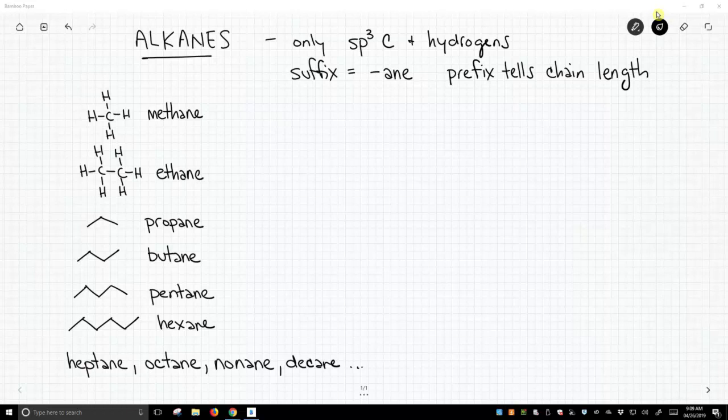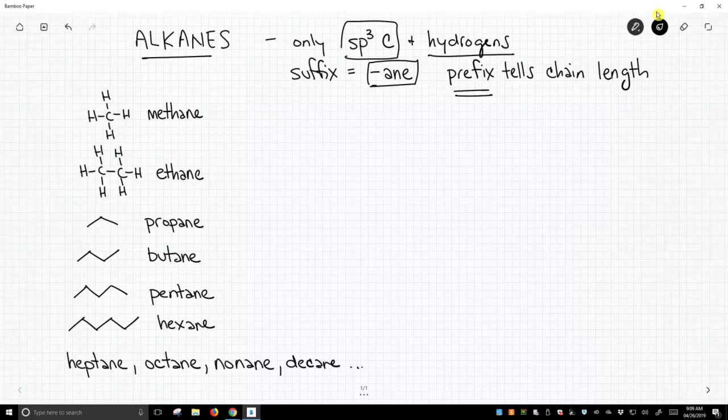We're going to discuss alkanes, naming them and how to interpret alkane names. Alkanes are organic molecules that contain only sp3 hybridized carbons and hydrogens. So they have very few features. Alkanes all carry the suffix "ane." And if you have a suffix, you have something that comes before the suffix. That's the prefix, and that tells how many carbons we have in our longest chain.